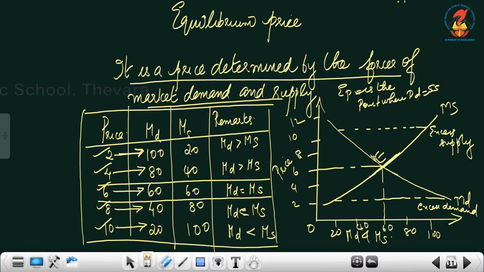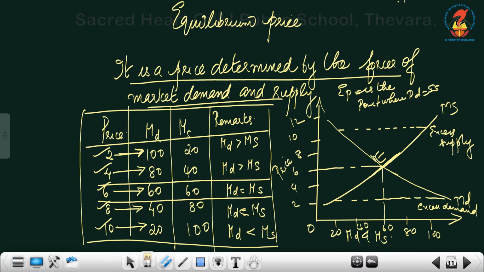Now market supply, when price is 2, market supply is 20. When price has increased to 4, market supply also has increased to 40, because you know market supply is positively related to price. When price is 6, market supply has increased to 60. When price is 8, market supply has increased to 80. When price is 10, market supply has increased to 100.